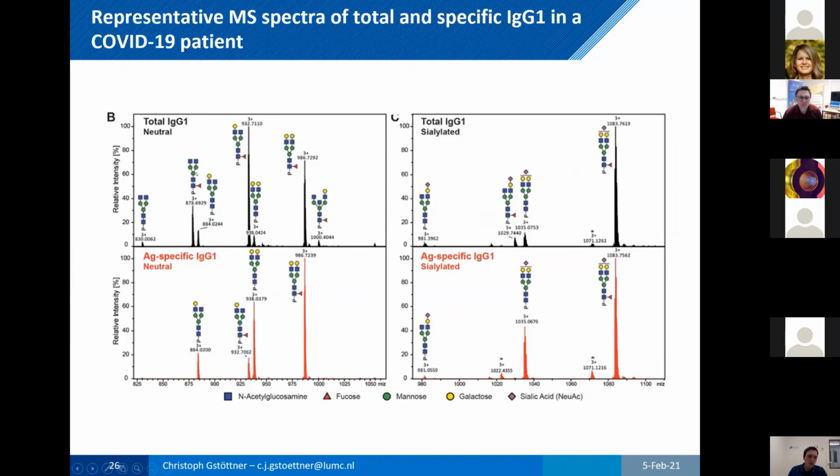And if you look now, for example, at the G0F form and the G1F form, you can see that in the total IgG they are clearly visible, whereas in the specific IgGs, the G0F form disappears completely, and you can see a strong decrease in the G1F form. The same effect you can see if you look at the sialylated structure. For example, if you look at this glycan structure, which is visible in the total IgGs, this cannot be observed at all in the antigen-specific IgGs.